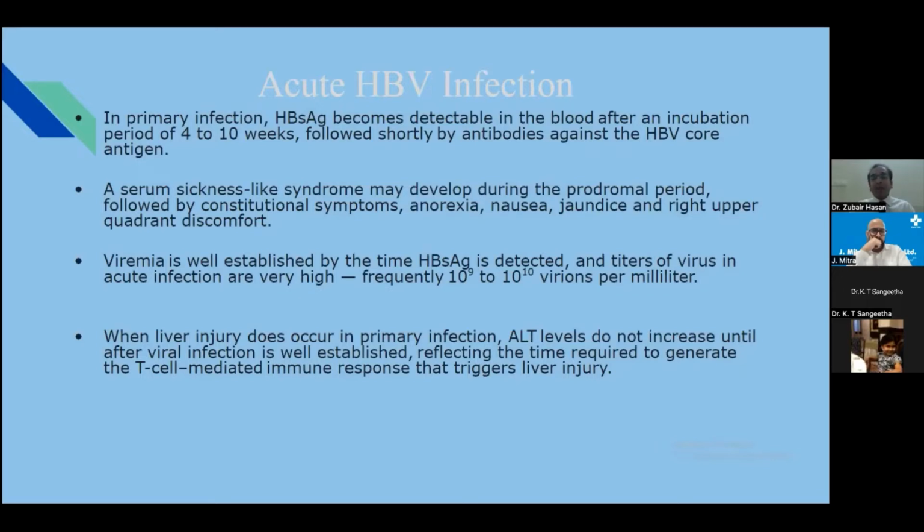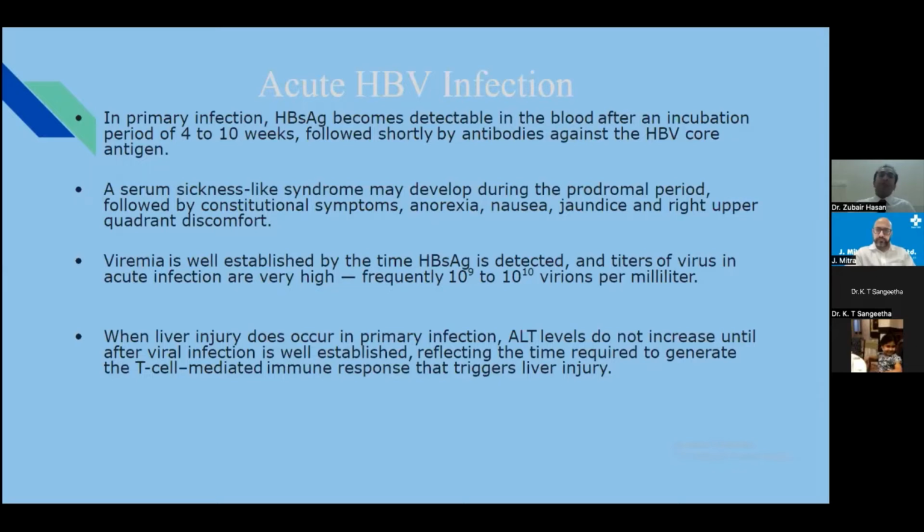In primary infection, HBsAg becomes detectable after an incubation period of 4 to 10 weeks, followed shortly by antibodies against the HBV core antigen. How does it manifest? It's not necessary that there should be jaundice, right? We all have that misconception, because I have counseled many of my colleagues, my medical workers who were hepatitis B positive, and they said, no, we never had a history of jaundice earlier. So it's not necessary that jaundice will manifest in acute HBV infection. It can manifest as a serum sickness-like syndrome during the prodromal period, followed by constitutional symptoms like what? Anorexia, which means not feeling like eating, nausea, jaundice, and right upper quadrant discomfort.